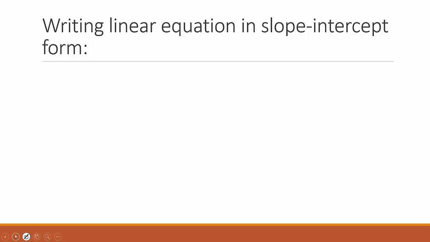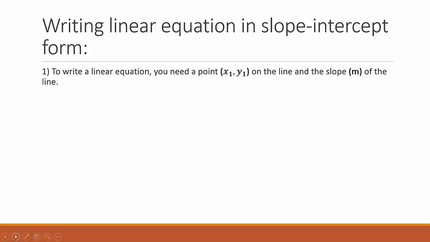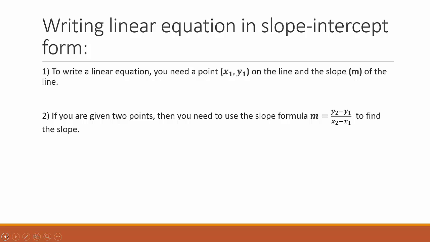Okay, to write a linear equation in slope-intercept form, we need to know two things about the line. We need to know the location of a point on the line, the coordinates of a point, and the slope of the line. So we need a point and the slope of the line. If we are given 2 points, then we first must calculate the slope by using the slope formula, because we have to have a point and the slope to be able to write the equation of a line using this method.